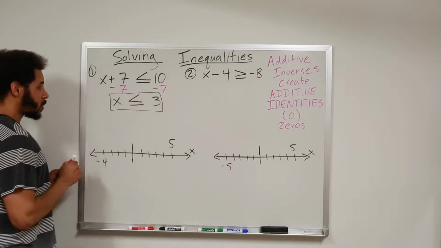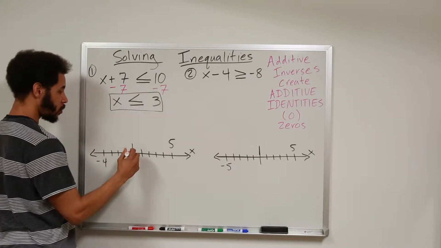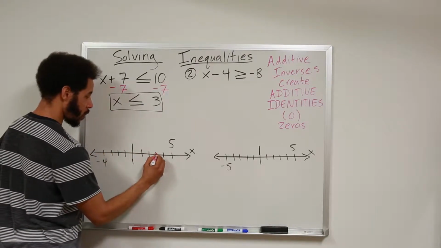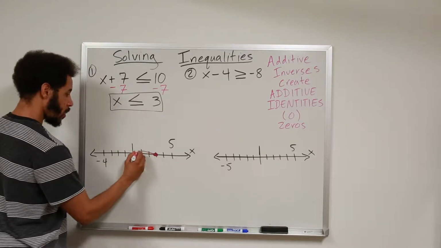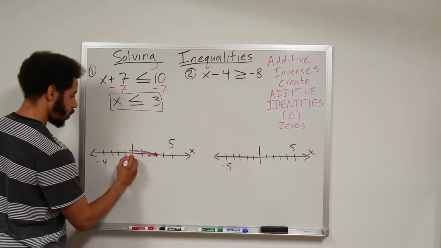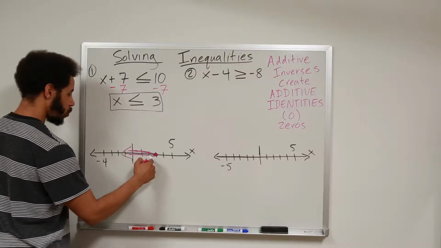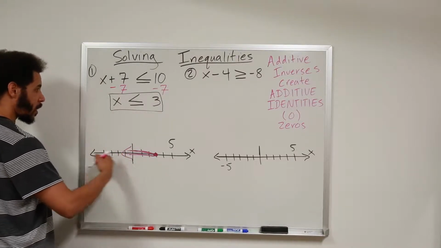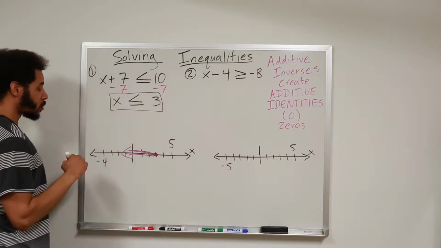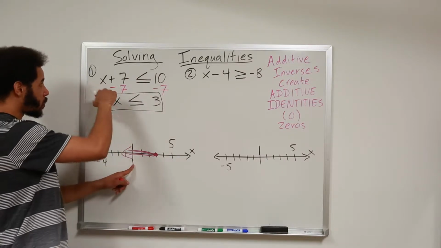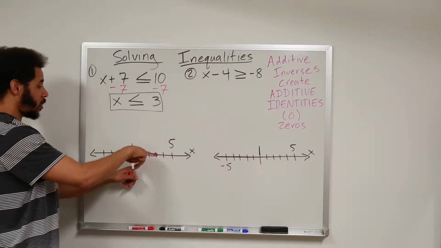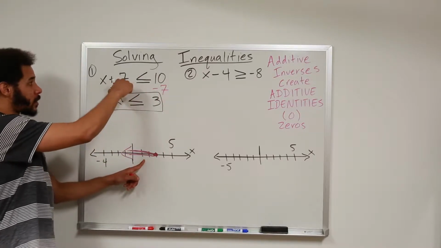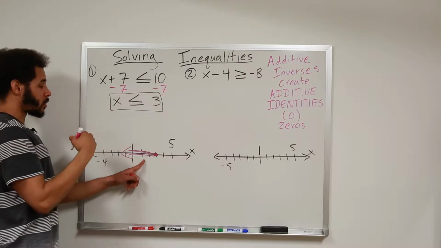Our point in question, we have a solid line equal to, so 1, 2, 3, we're going to use a solid dot because 3 is part of our solution. But every number less than 3 is also part of our solution. So 2, 1, 0, any of the negative numbers all make this equation true. If I put 0 in here for x, 0 plus 7 is less than 10. If we use +1, 1 plus 7 is 8, 8 is less than or equal to 10, and so on and so forth.